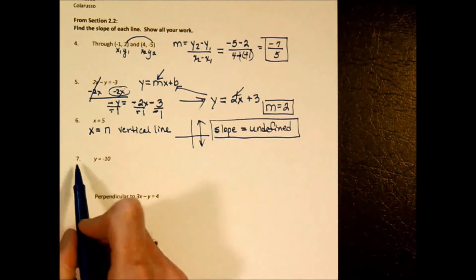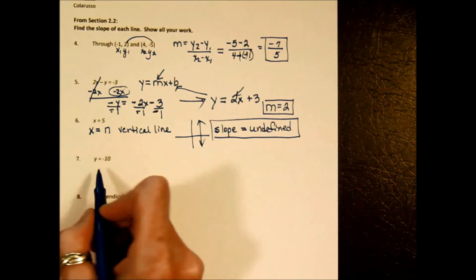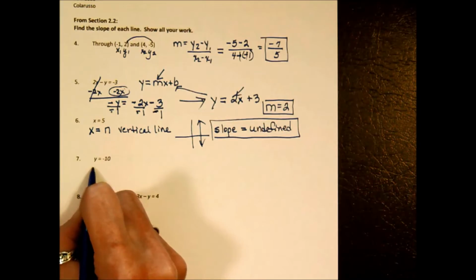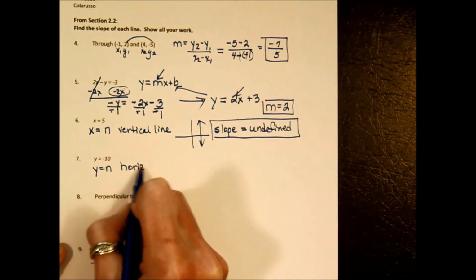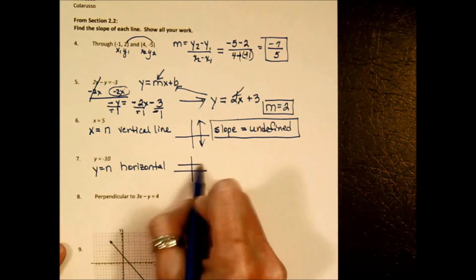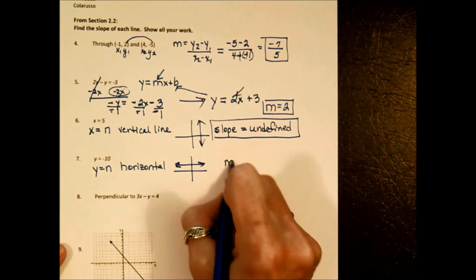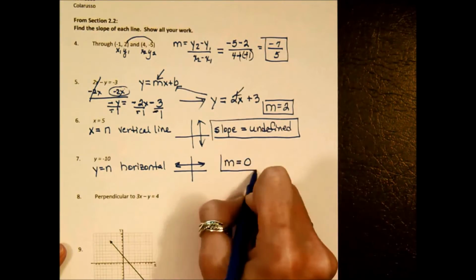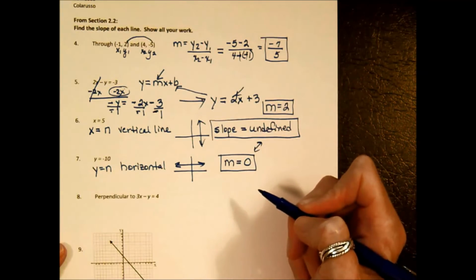The next one is similar. Y equals -10. You need to realize that y equals some number is always a horizontal line. And a horizontal line, again, no matter where it falls on the coordinate plane, always has slope equal to 0. And by the way, these two things are not the same. Undefined is not the same as 0.